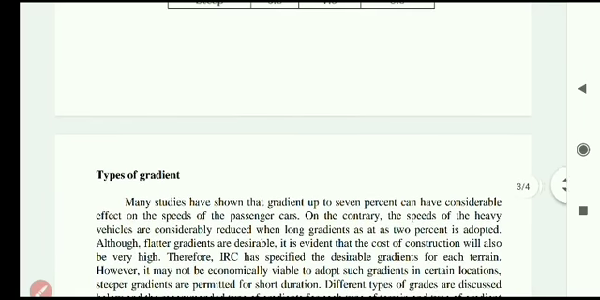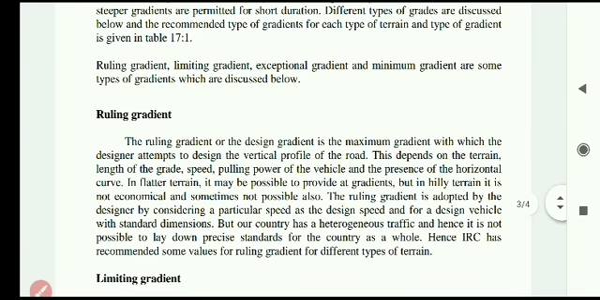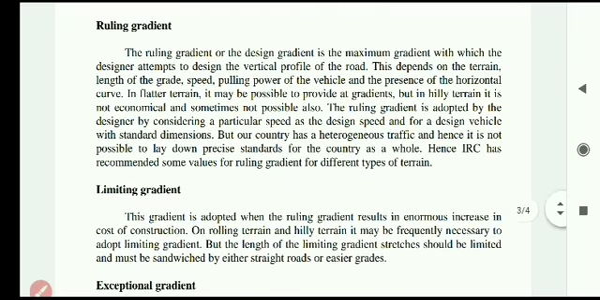This terrain and gradients are very closely connected. Okay, so after that we discussed types of gradient. In that, ruling gradient is with the maximum speed at which vehicles are operated. Limiting gradient, where ruling gradient construction is sometimes costly. For a limiting section we are going to provide the gradient as the ground profile is there. That particular gradient is known as limiting gradient.